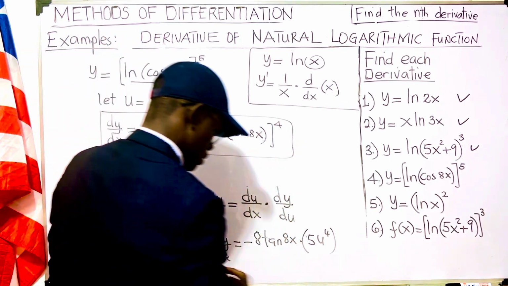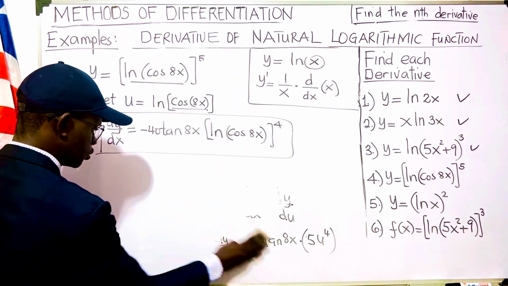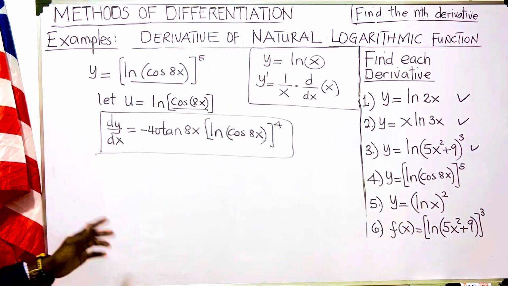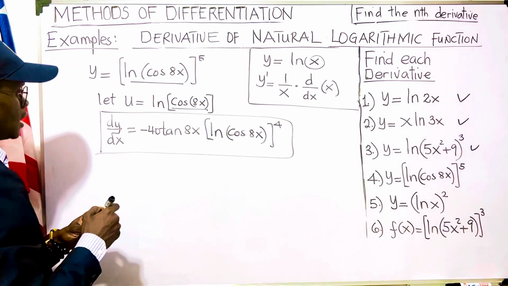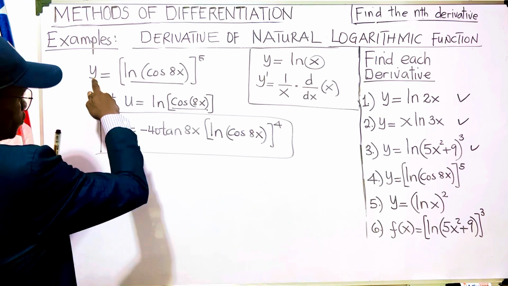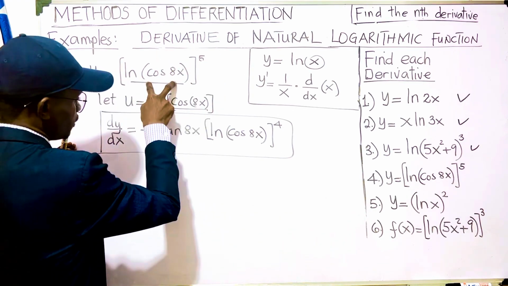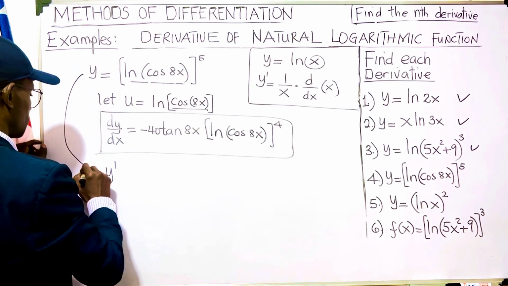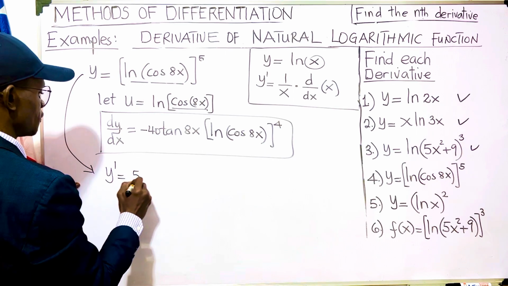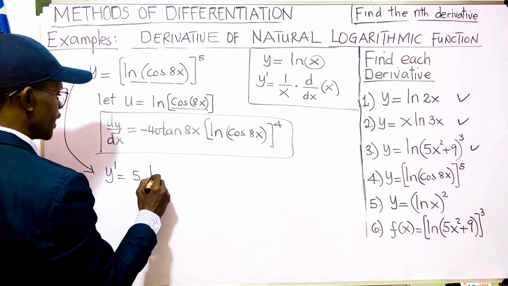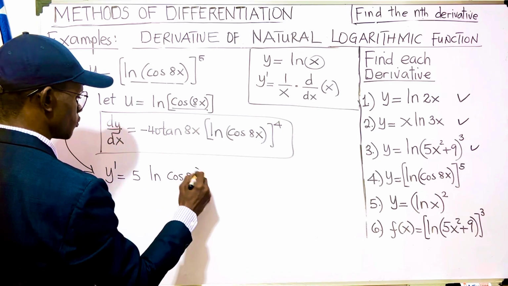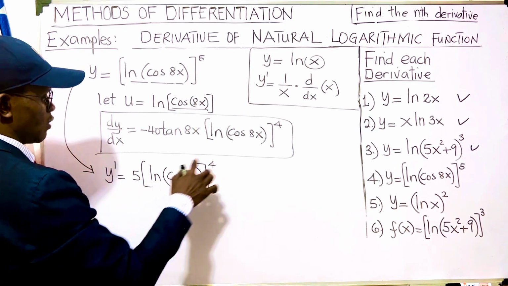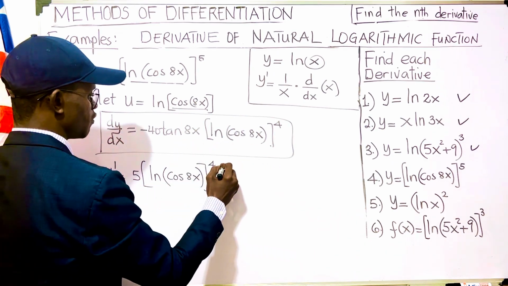What if you say, I don't want to go through those steps, that's a long process? Let me just use my extended power rule. I just bring this power down, rewrite what is here, and differentiate what is inside. So y prime will be equal to 5, then we rewrite ln of cos of 8x. We subtract 1 from this power, it gives us 4. So we see that we already got this one, times the derivative of what is within.